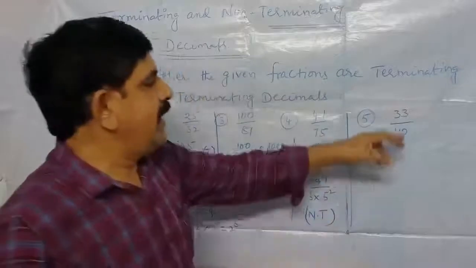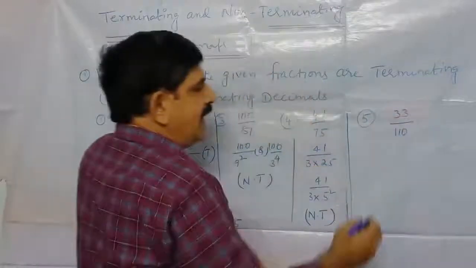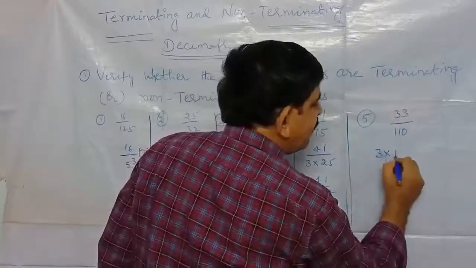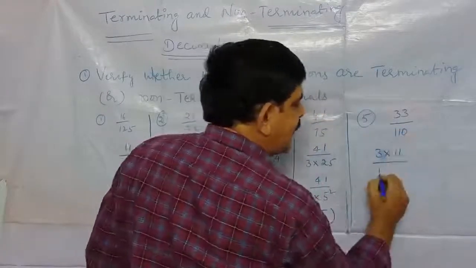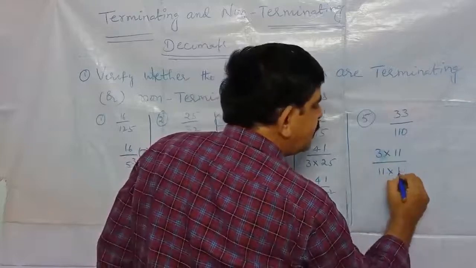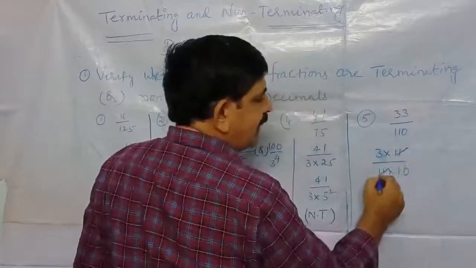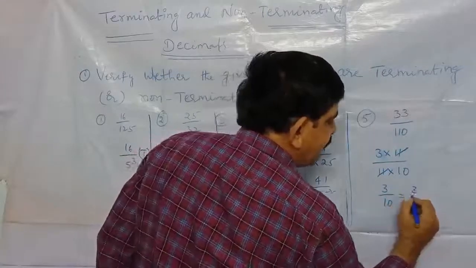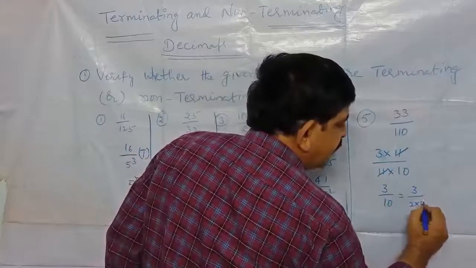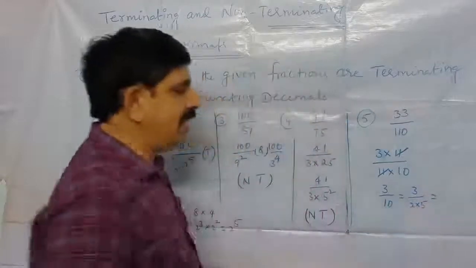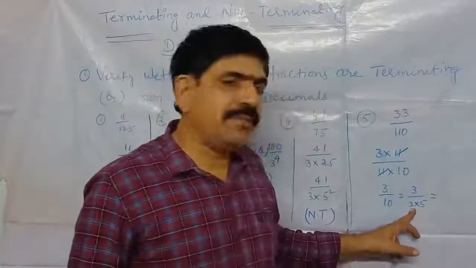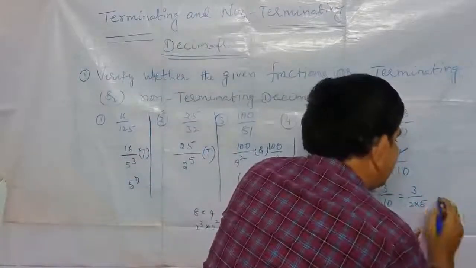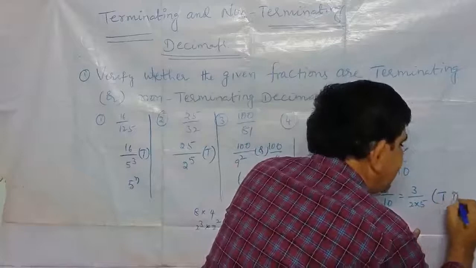Next one. Here 33 by 110. 33 can be written as 3 into 11 and 110 can be written as 11 into 10. So 11 gets cancelled. 3 by 10. So 3 by 10 can be written as 3 by 2 into 5. So the denominator is in the form of 2 to the power of m into 5 to the power of n. Therefore it is a terminating decimal.